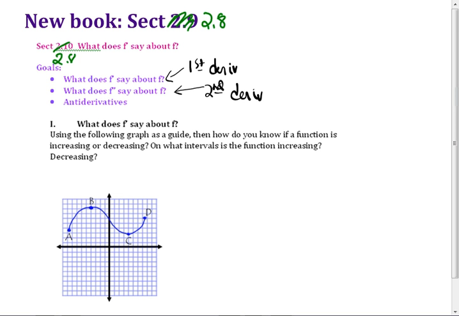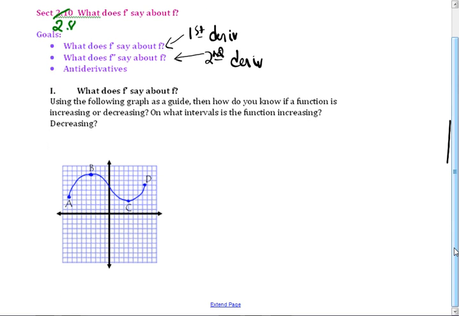How do you know if a function is increasing or decreasing? And on what intervals is the function increasing and decreasing? This is the derivative graph, f prime. No, it isn't. This is f. Okay, so this is increasing, decreasing.